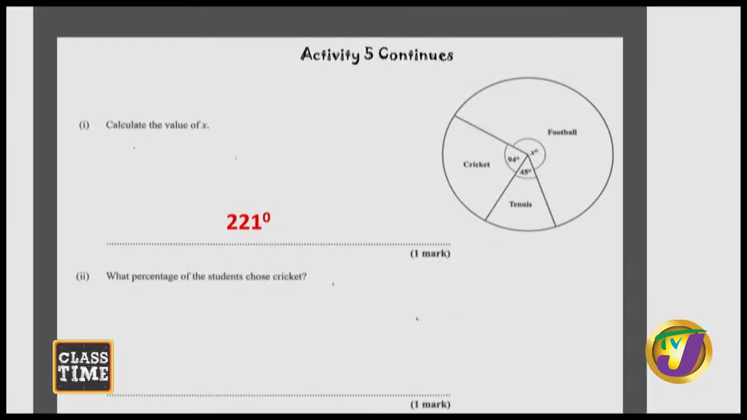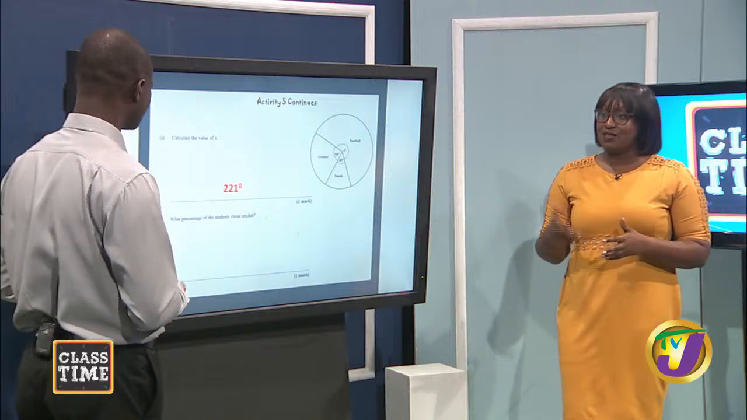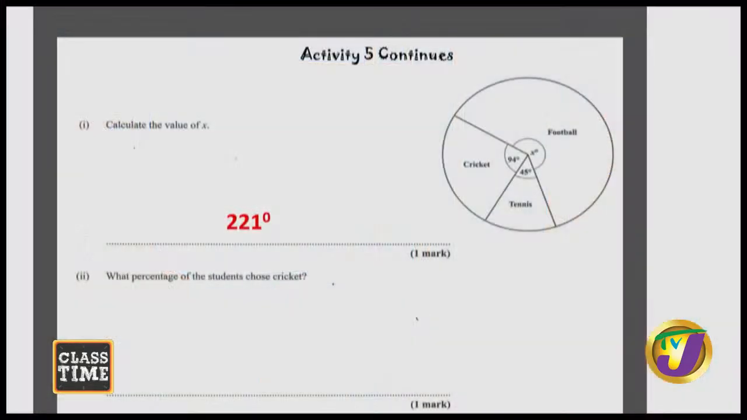So this angle, that corresponds with students who chose cricket, we're looking at that angle as it relates to the whole, which is 360, and we're converting that to percent. So we know that we're going to be multiplying by 100. Okay, so the fraction of persons that chose cricket in this case is 94 degrees divided by 360 degrees multiplied by 100. All right, look at that. So the percentage that we're looking at is 26%. Your response should be in percentage.